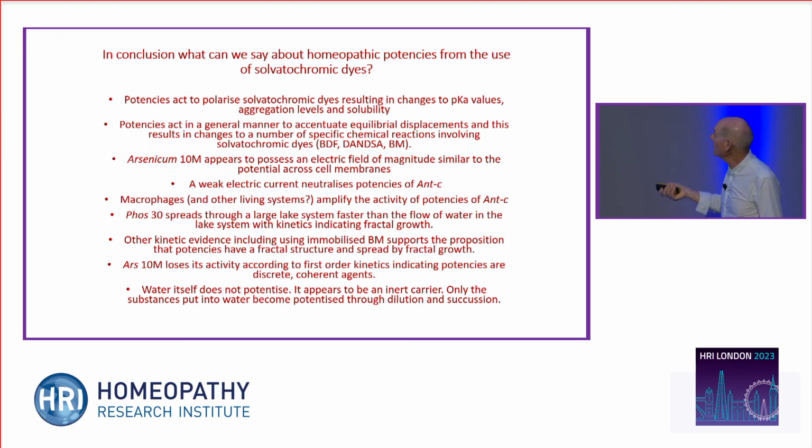So in conclusion, what can we say about homeopathic potencies from the use of these dyes? Potencies act to polarize these dyes. They act in a general manner to accentuate equilibrial displacements, and we've seen that with several of the dyes. Arsenicum 10M at least, and probably all potencies, possess an electric field, but a weak electric field applied to the potency neutralizes it. Macrophages and other living systems amplify the activity of potencies. Phosphorus-30 spreads through a lake system faster than the flow of water, indicating fractal growth. Other kinetic evidence supports that.